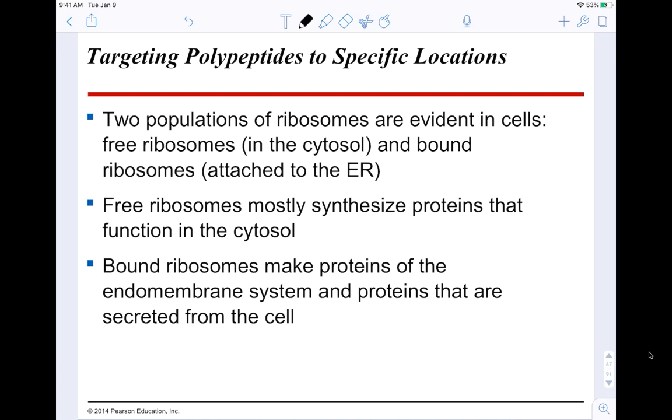Okay, so free ribosomes mostly synthesize proteins that function in the cytoplasm or the cytosol. That makes sense because you make it where it's going to be needed. It doesn't have to travel very far. Bound ribosomes make proteins of the endomembrane system and proteins that are secreted from the cell. Because the bound ribosomes are in the ER, which is right next to the Golgi apparatus, which is going to help us accomplish all of these other targeting tasks.